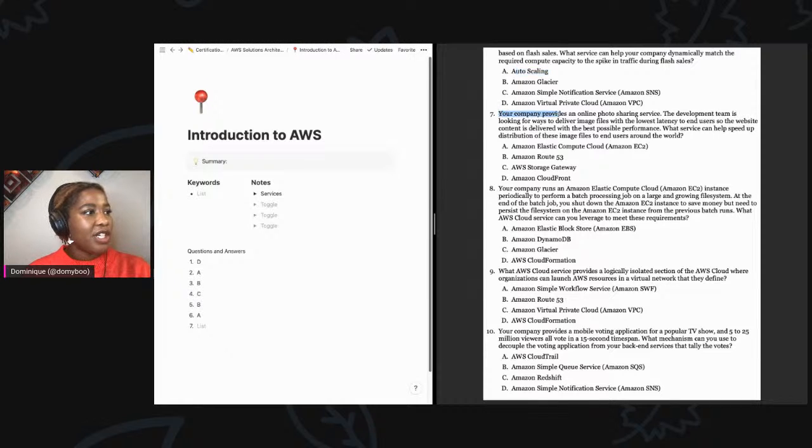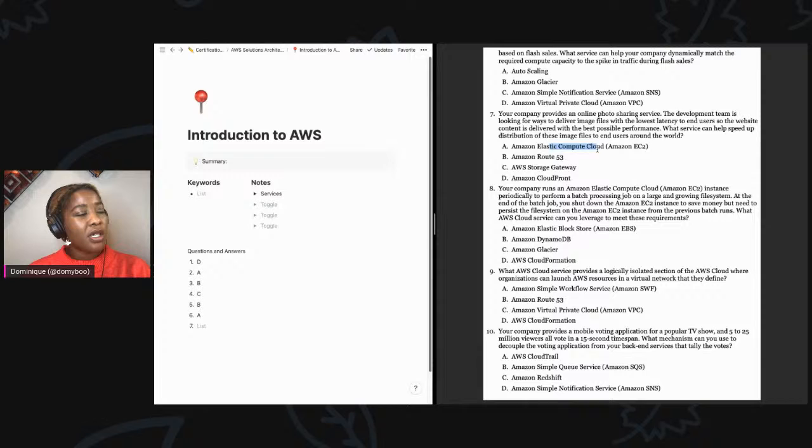Number 7, your company provides an online photo sharing service. The deployment team is looking for ways to deliver image files with the lowest latency. So again, a lot of the keywords that you want to try to find: lowest latency, and what is it that they're trying to do? An online photo sharing service. So they want to deliver to end users so that the website is delivered with the best possible performance. What service can help speed up distribution of these image files to users around the world?